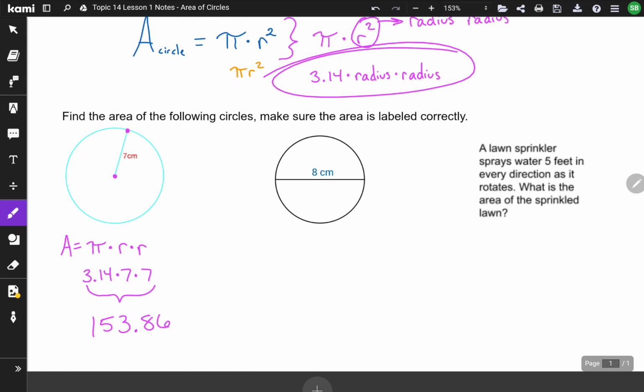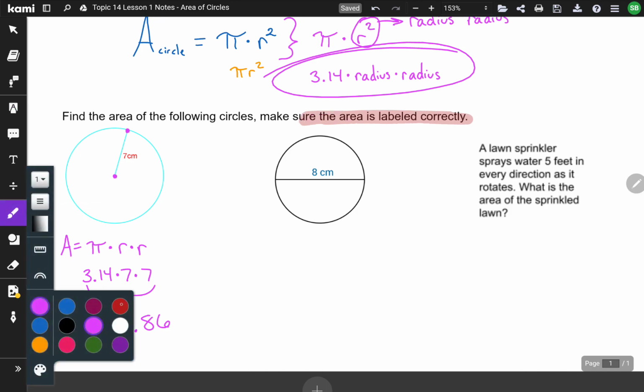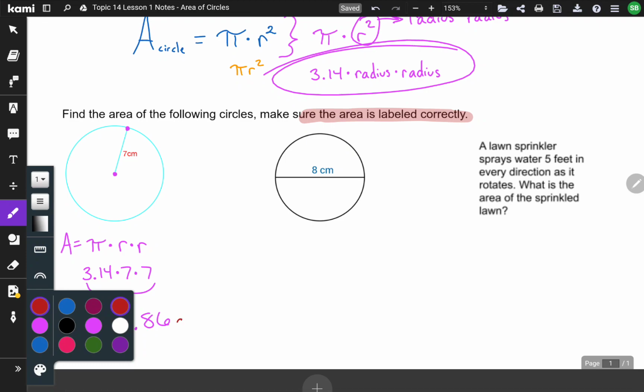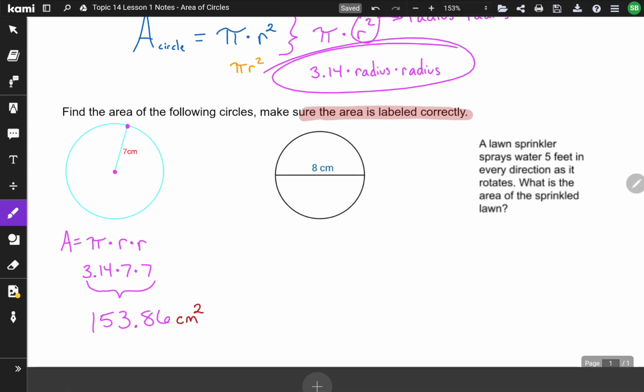153.86. Now, it says make sure the area is labeled correctly. So, our label is centimeters. We are working with centimeters here. Now, area, our label is always squared. So your final answer would be 153.86 centimeters squared.